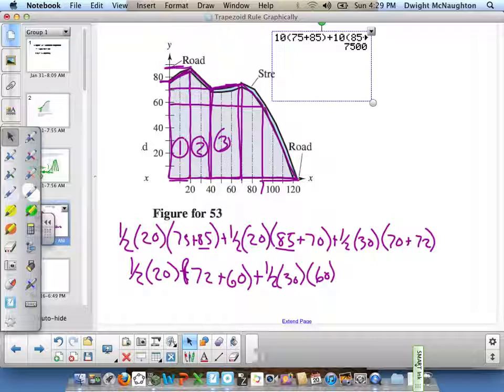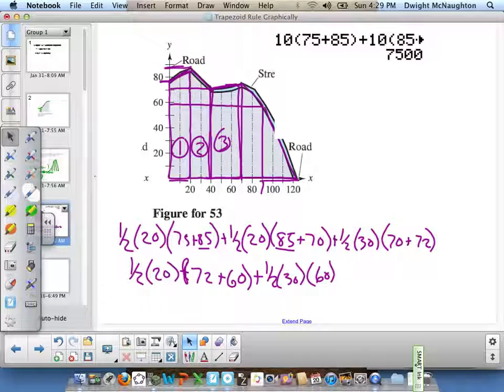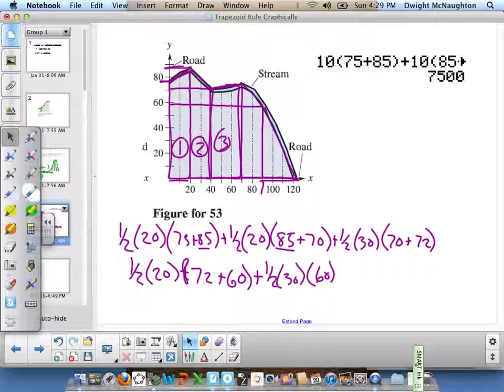7,500. Okay? So the area under this, between this road and this stream and this picture, is about 7,500. They don't have units. I'm going to estimate square feet. All right?